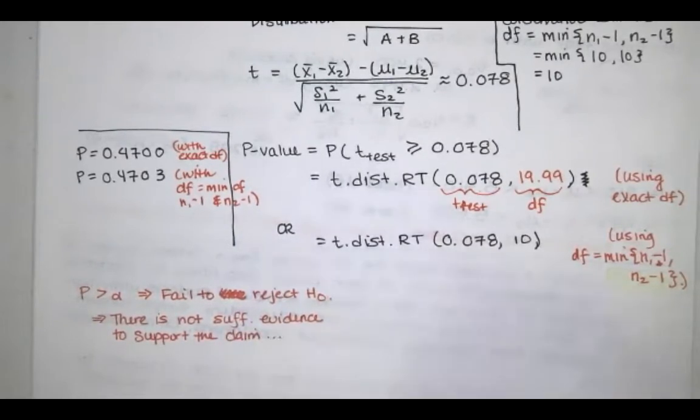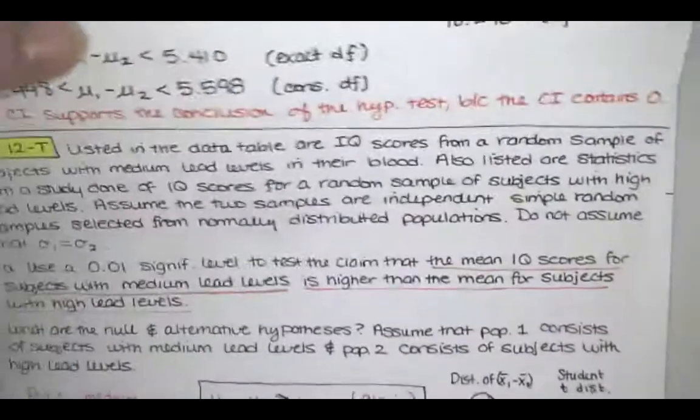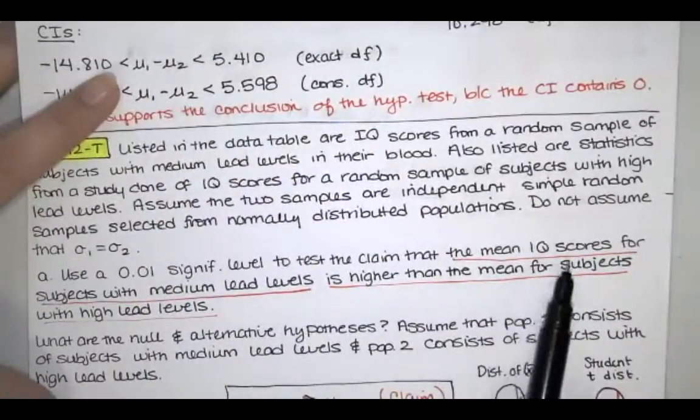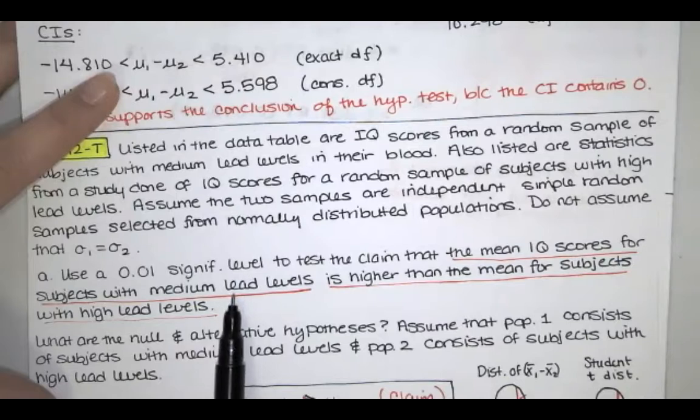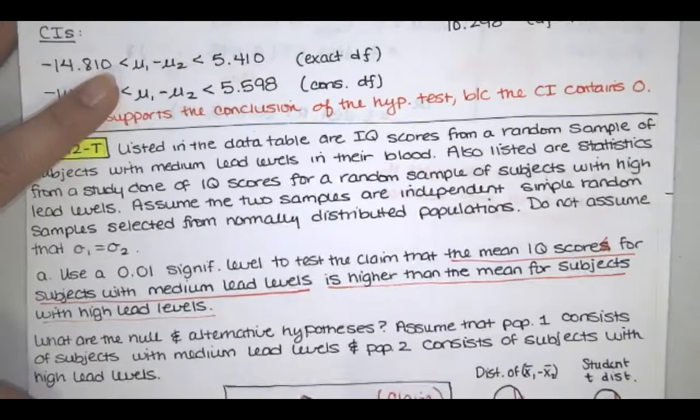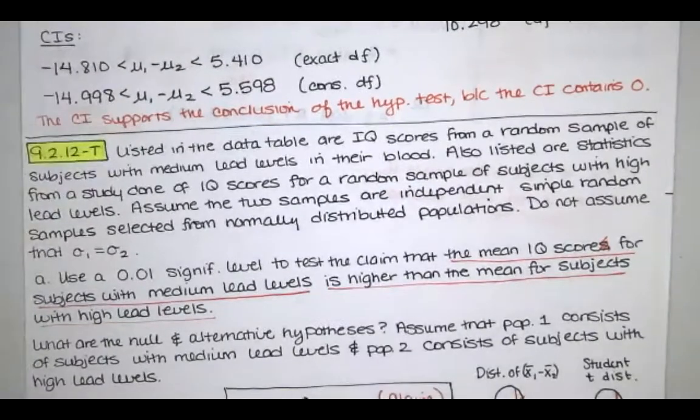that, whatever the claim was. So there's not sufficient evidence to support the claim that the mean IQ score for subjects with medium lead levels is higher than the mean for subjects with high lead levels. We don't have enough evidence to support that, at least not with these two samples that only had 11 subjects each in them. So let's go back to my lab statistics and enter that there.